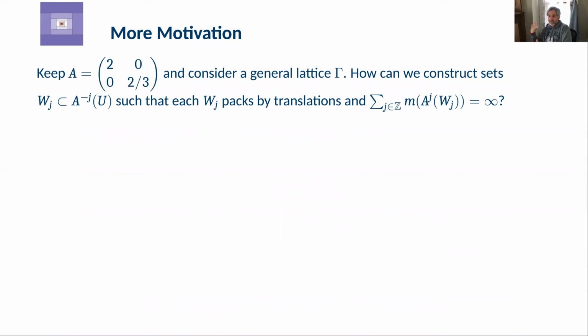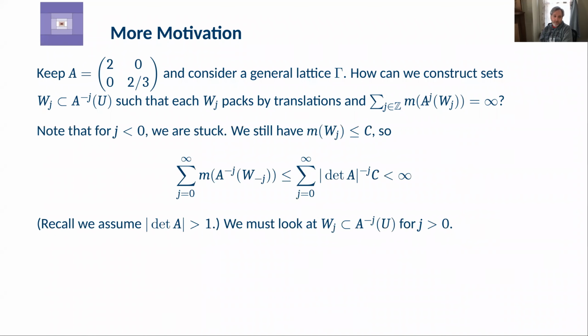Let's change to a different lattice. And let's think, how can I possibly construct these sets wj such that each wj packs by translations and the sum, when I dilate it back into u, is infinite now? Again, this is weaker than being a wavelet set, so there's a lot of work to do. Once you show that this is possible, there's still a lot of work to show a wavelet set is possible, but this is still the picture I have in my head that I'm trying to get across.